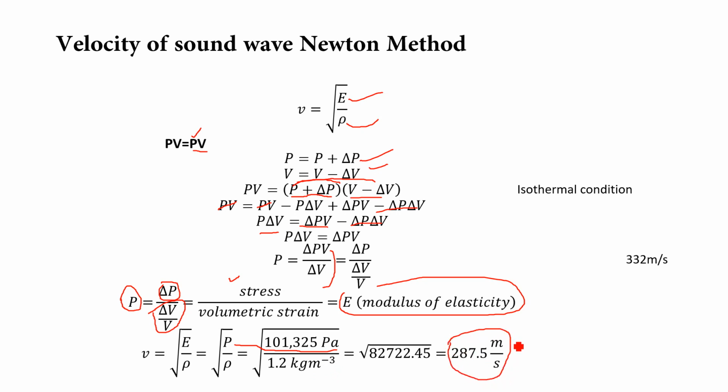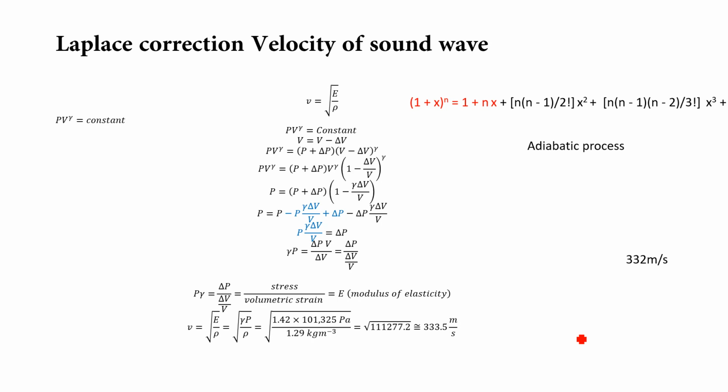So this is the velocity which Newton determined for the speed of sound, but experimentally the value of sound speed is 332 meter per second. Laplace solved this problem and he used an adiabatic condition.